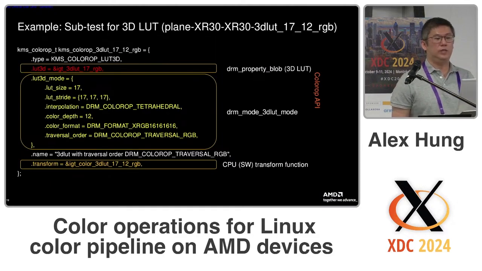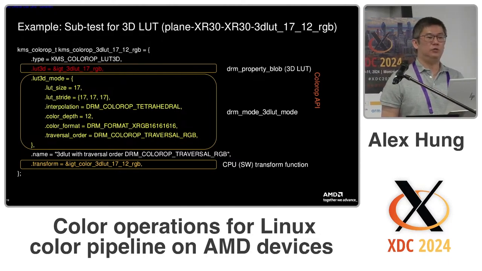What's shown on the screen is a struct for the 3D LUT in IGT. On the top is the 3D LUT, which will be passed from IGT to the kernel. In the middle is the 3D LUT mode that describes the 3D LUT. In this example, we have a LUT size, which means we are passing a 17 by 17 by 17 3D LUT, and the interpolation will be tetrahedral, and so on. And on the bottom is a function that we use for the CPU to compute the same software image, and then we can compare the two, just like I said before.